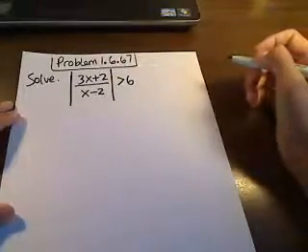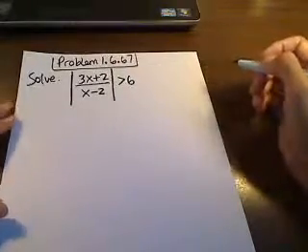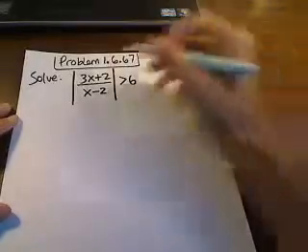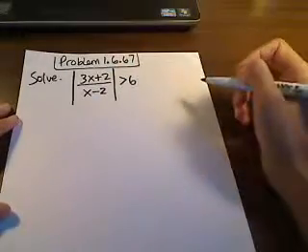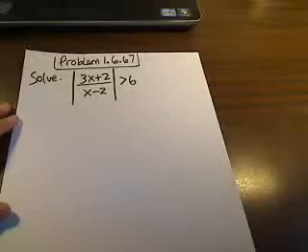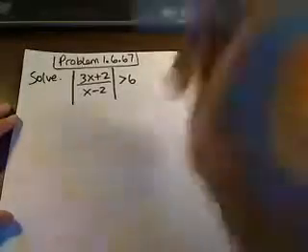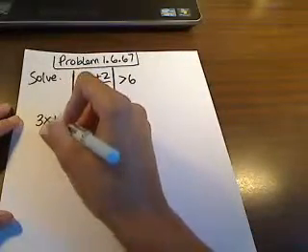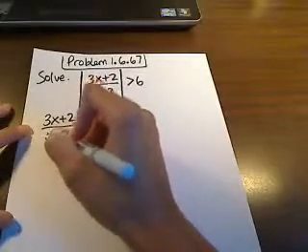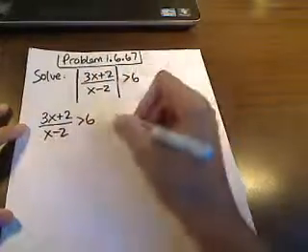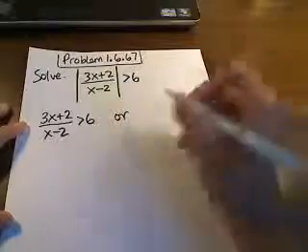All right, so this is problem 1.6.67. We're solving, and we have the absolute value of something greater than something. When you're dealing with an absolute value that's greater than, the definition is to take the inside and set it greater than the number, or it's a compound inequality.